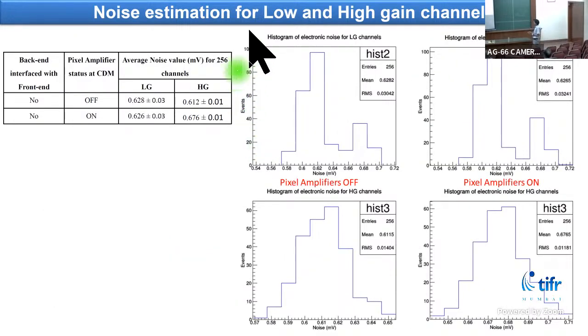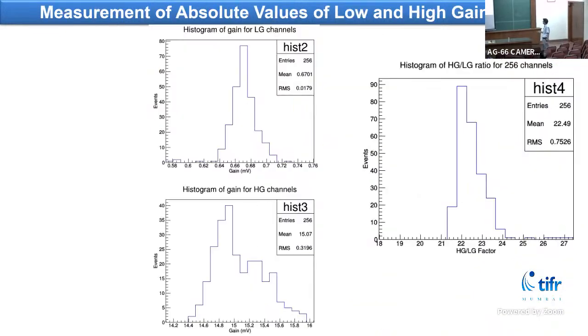This is the noise estimation that was done for low gain and high gain channels. About 0.63 millivolt was obtained for the low gain channels, and of the same order for the high gain channels when the pixel amplifiers were disabled. When they were enabled, there was a little increase in the high gain channels.